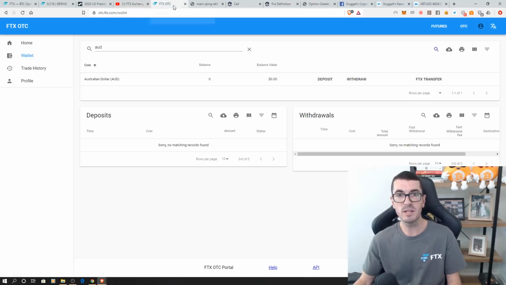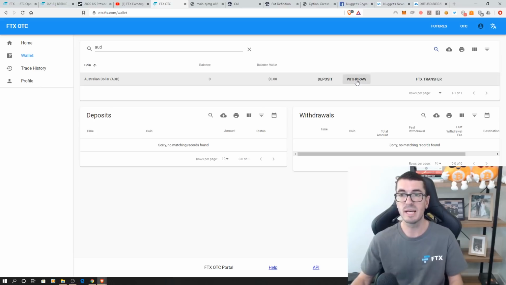Since we first did that video, FTX have added Aussie dollars and a number of other currencies, so you can link your bank account and deposit or withdraw to take your profits. Just click on that OTC tab and type in whatever currency you want.